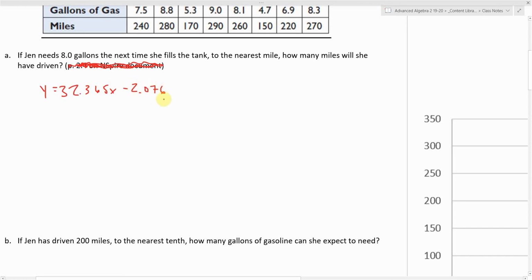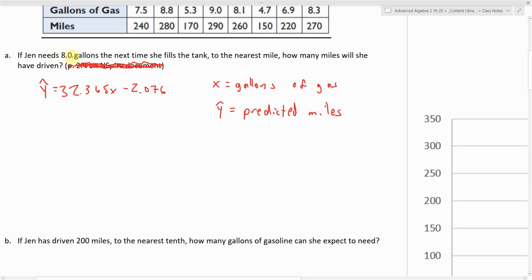2.076. And again, if we were being careful here, we should say, well, x is the number of gallons of gas. We should always label or describe or define our variables. If we write an equation, we should always say what the variables mean. And in this case, y is what we would expect the number of miles driven to be. So y would be the predicted number of miles driven. And now we have this equation that allows us to make predictions about how many miles we're going to drive based on the number of gallons of gas we use.